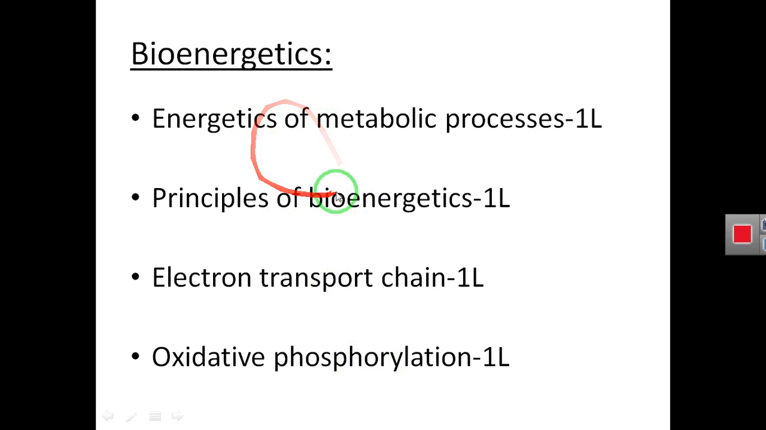Then we will be going to study bioenergetics, that we will complete in a total of 4 lectures. In the first lecture, we will be studying energetics of metabolic process. Then we will be studying principles of bioenergetics, and then electron transport chain in one lecture, and oxidative phosphorylation in one lecture.